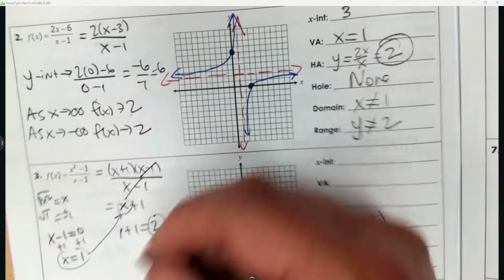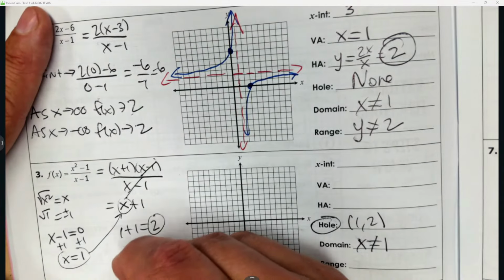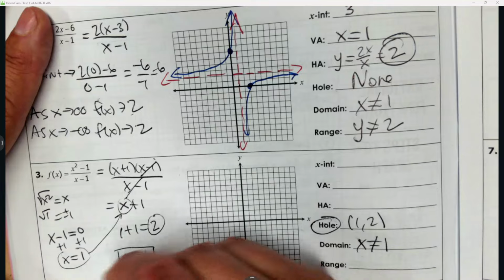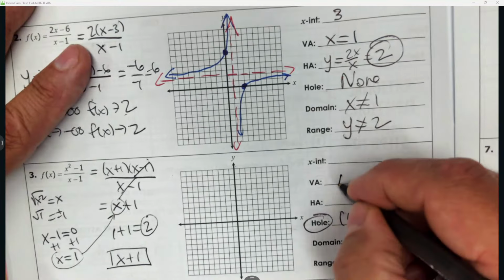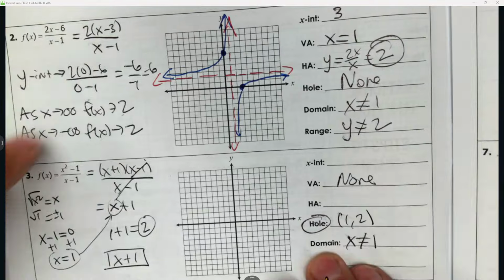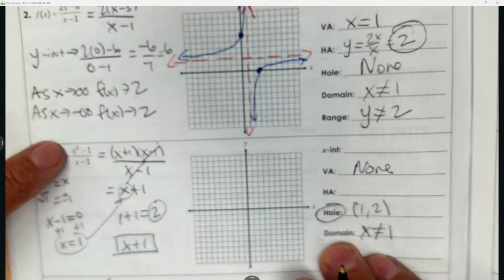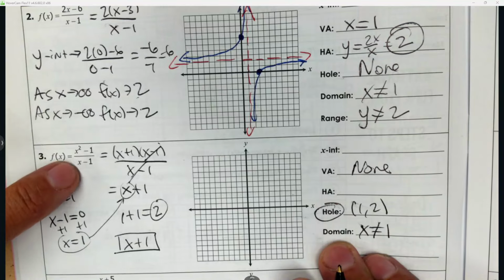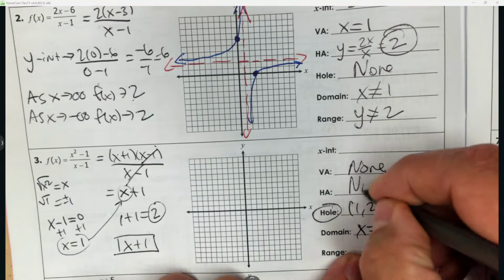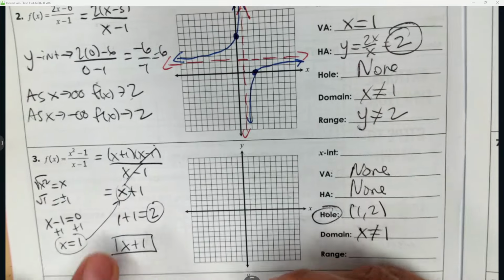There's no denominator anymore. So once I cross this out, all I have is x plus 1. I don't have any 0 in the denominator, so there's no vertical asymptote here. The horizontal, notice the degree on top is bigger than the bottom, so there's no horizontal asymptote. We do have an x-intercept.